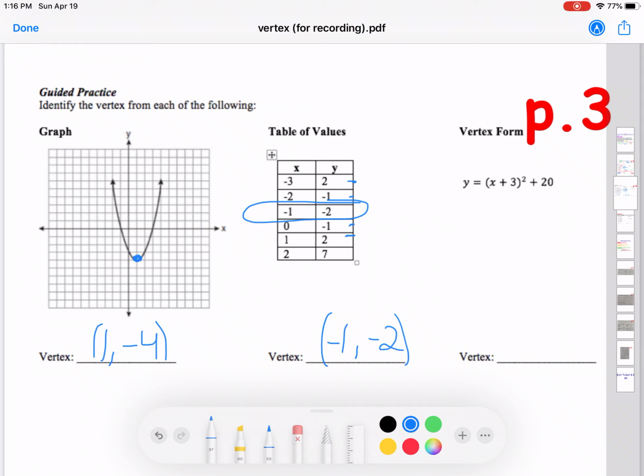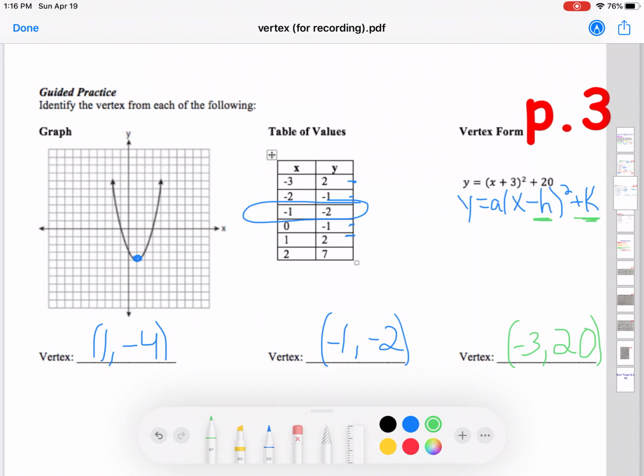And finally, for our vertex form at the end here, again, we're going to compare this to our equation in vertex form, which is a parentheses x minus h squared plus k, where the h and the k represent our vertex. So in this case, our h value would be 3, but again, we take the opposite of that number inside the parentheses. So our x value of the vertex would be -3. And then our k value, that constant at the end, would be 20. So our vertex here is -3, 20.